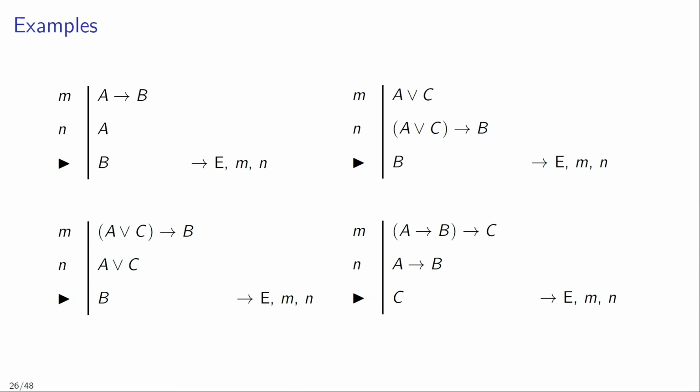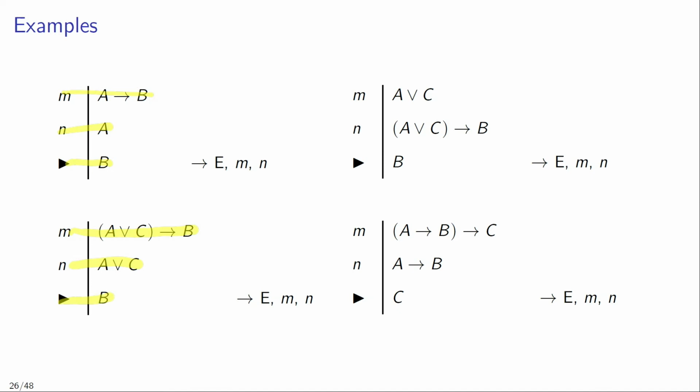First example, suppose in line M we have the sentence if A then B, and in line N we have the sentence A, then you can infer B. Second example, if in line M you have the conditional, if A or C, then B, and in line N you have the antecedent of this conditional, A or C, then you can infer the consequent B.